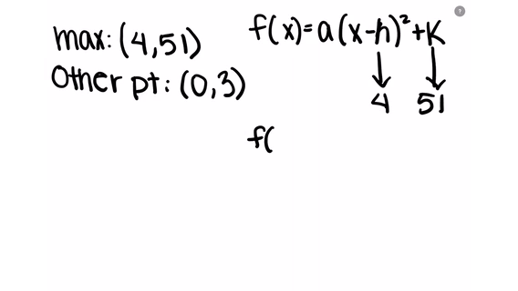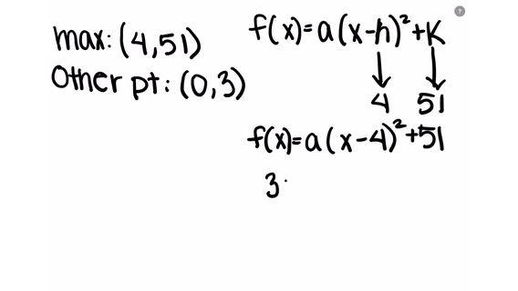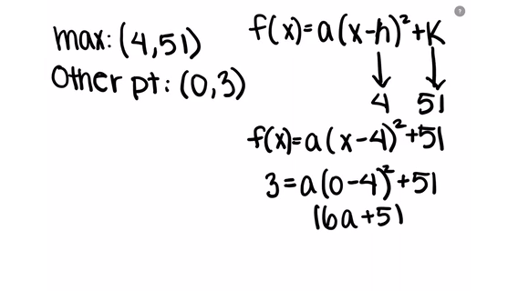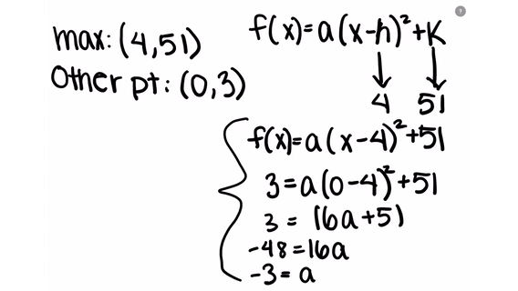So we just plug this into the vertex form, and we have to solve for a, which controls the vertical compression or vertical stretch. After you plug that in, you just solve for a. a equals negative 3. So the final function will be f of x equals negative 3 in parentheses x minus 4 squared plus 51.